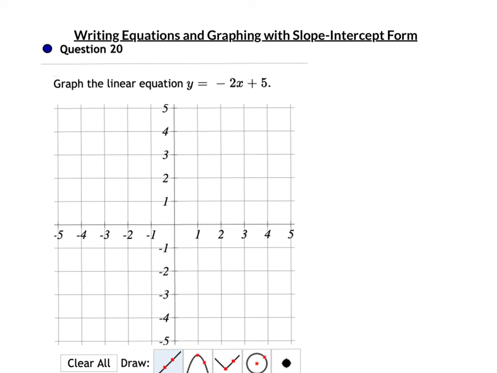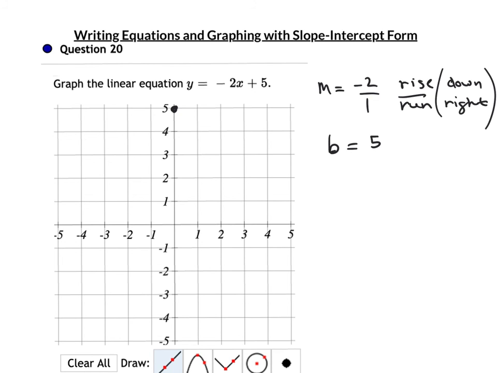Graph the linear equation. Our m is negative 2 over 1. Isn't that what the last one was? And our intercept is 5. So we put a point at positive 5. And this is your rise, and this is your run. It's negative 2, that'll be down, and positive 1, that'll be right. Down 2, right 1. Rise negative 2, run positive 1.